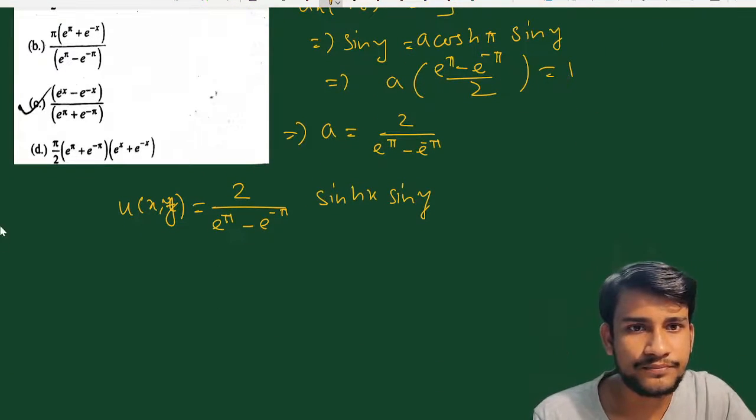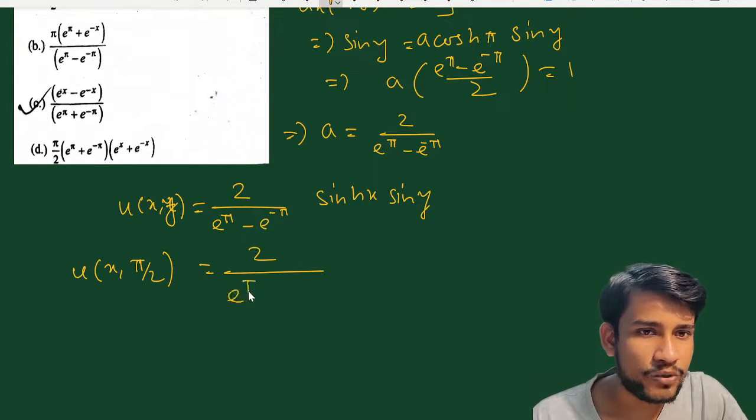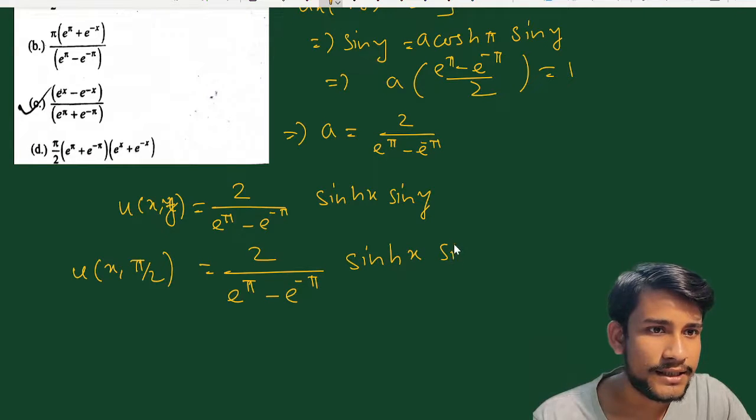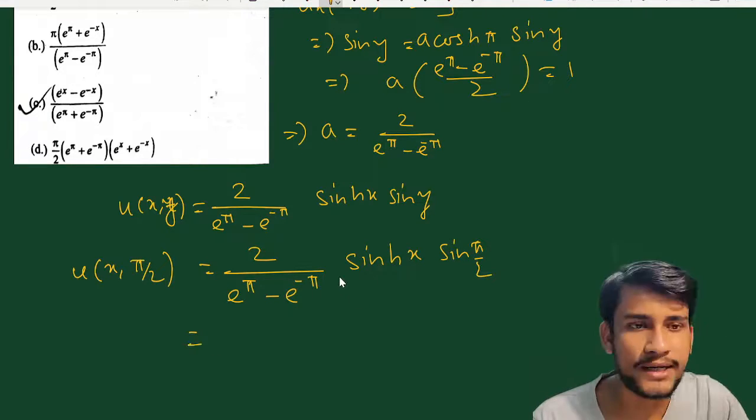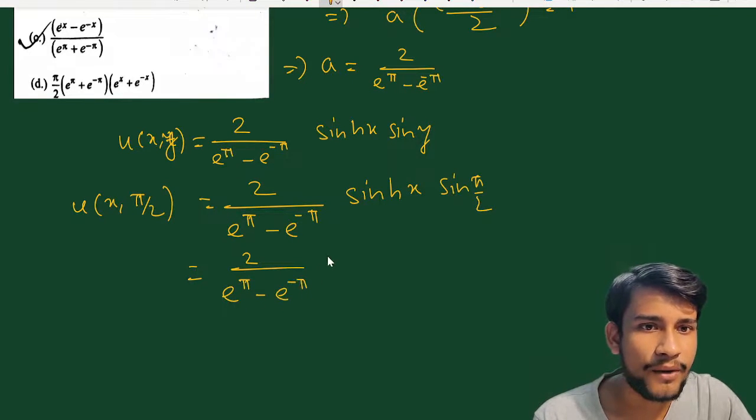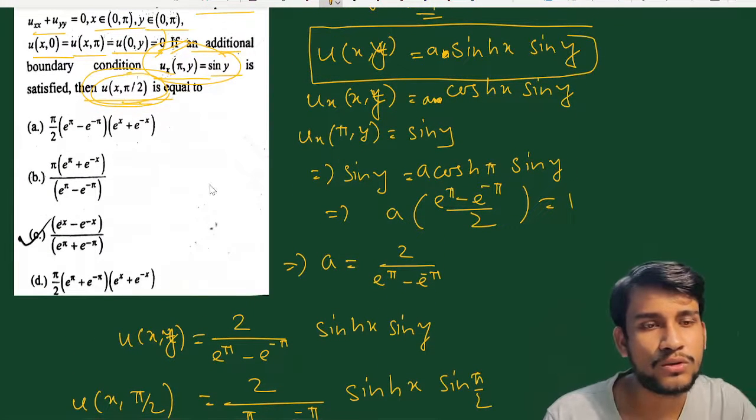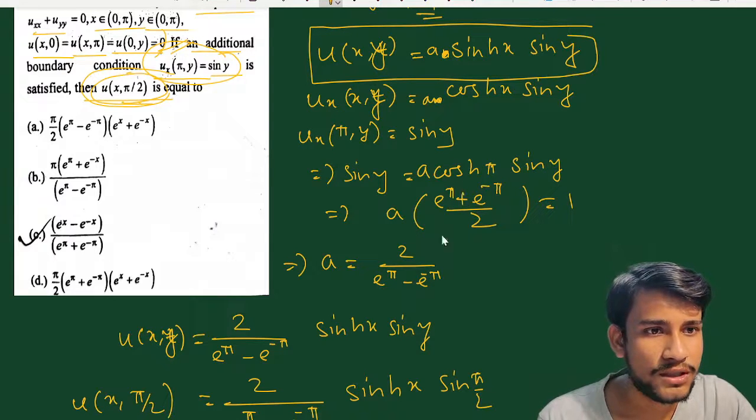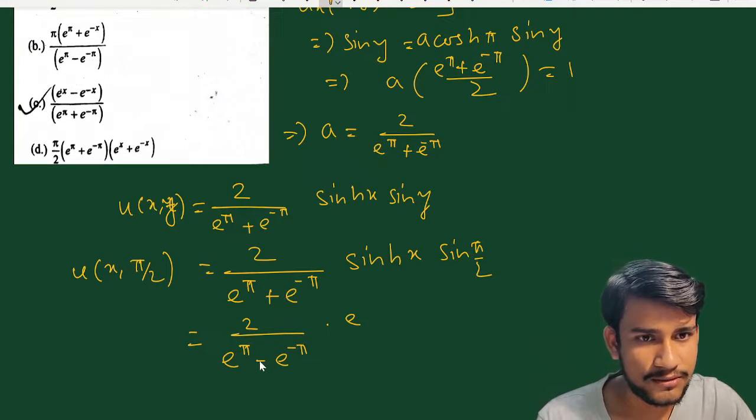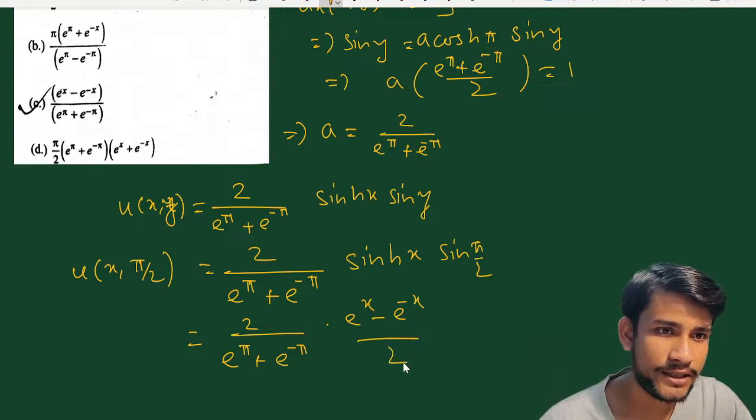Clear? So u(x, π/2) means 2 by (exponential π minus exponential minus π) into sinh x into sin(π/2), and sin(π/2) means 1, and sinh you put. So 2 by (e to the power π minus e to the power minus π) into, sorry, this should be hyperbolic cos, so this is plus. Clear? This is plus, sorry, (exponential x minus exponential minus x) by 2, 2 cancel.